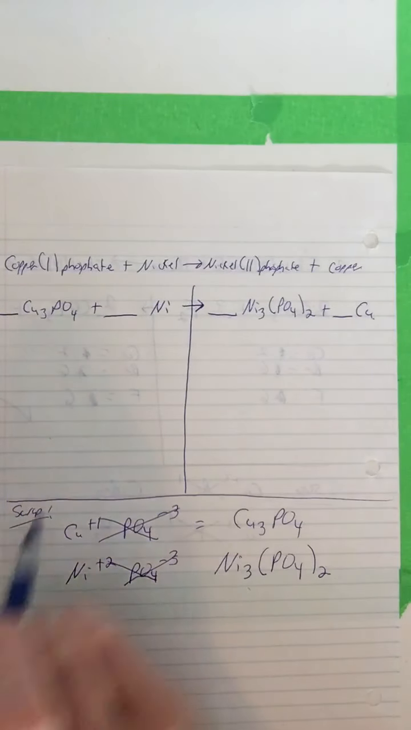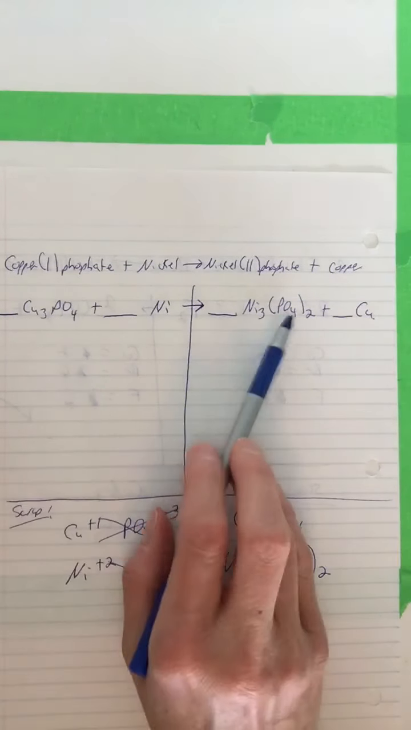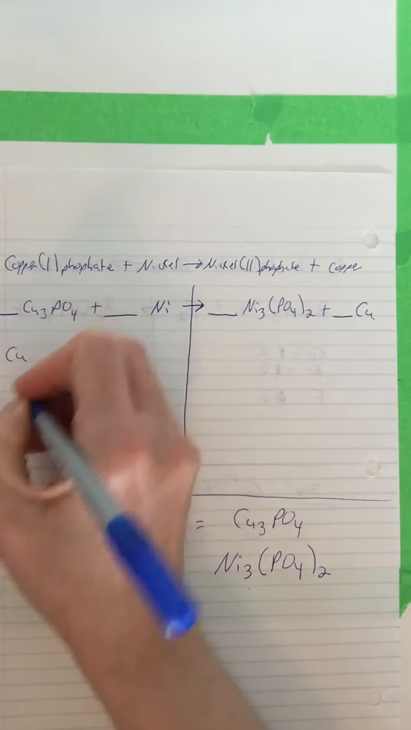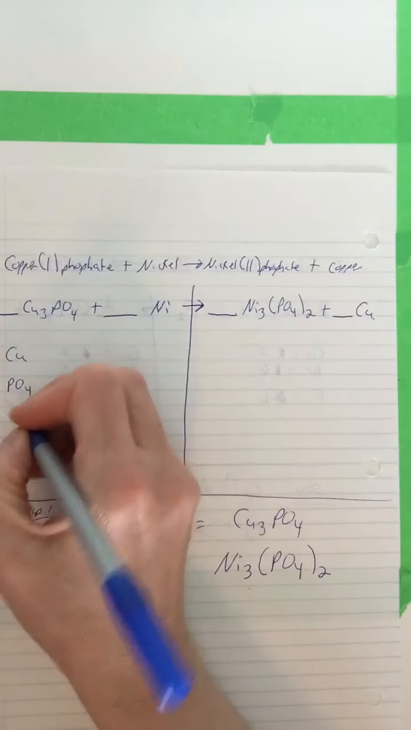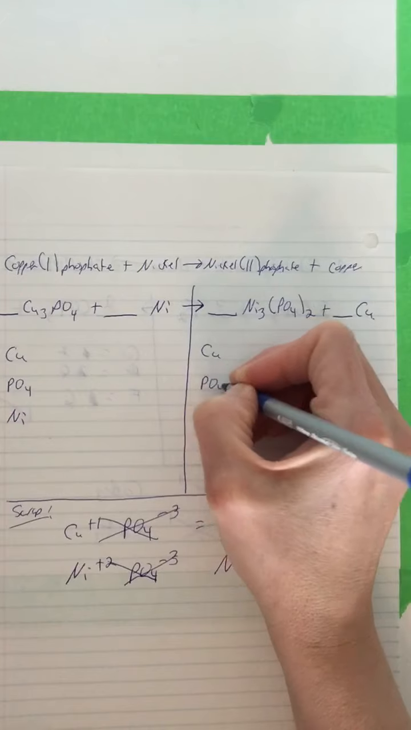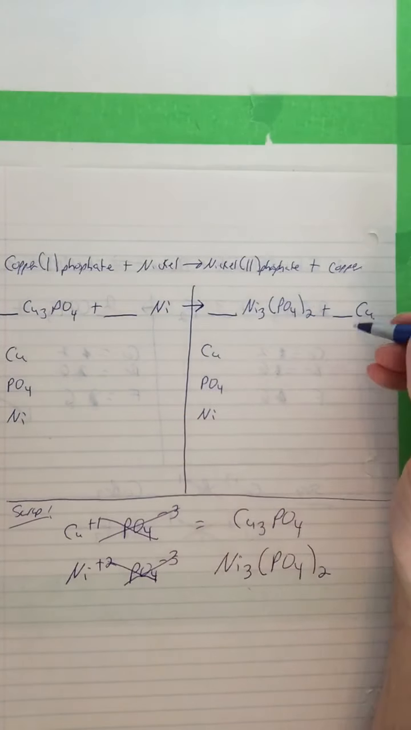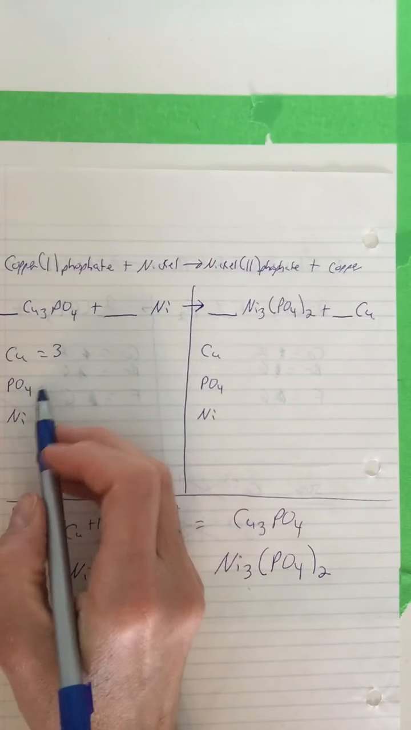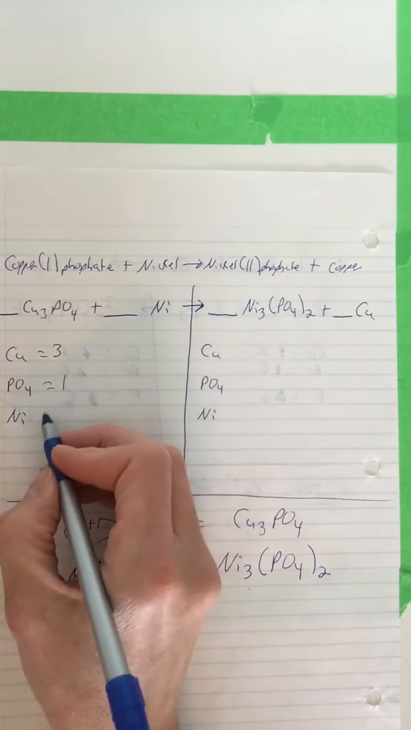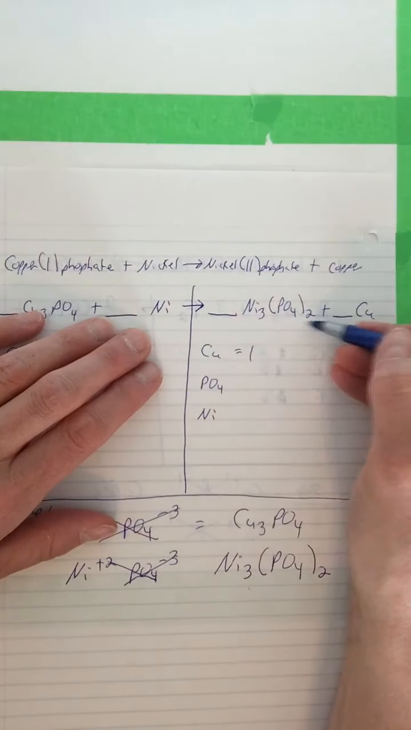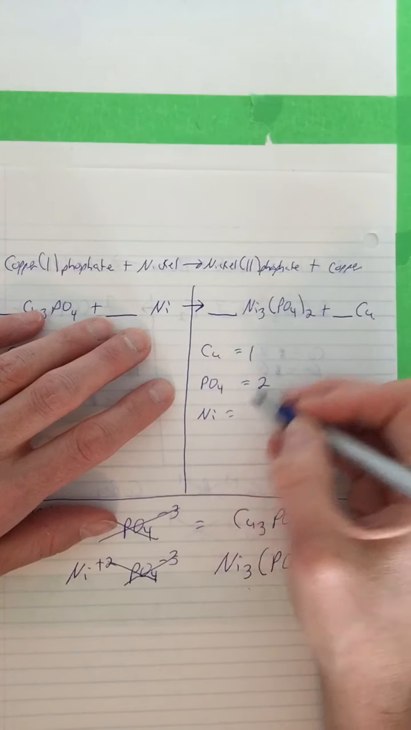Now we're going to split it, and we're going to balance it. So I can see here my polyatomic and the PO4 has stayed together. So let's leave that together. And let's do this up. I've got a Cu, I've got PO4, and I've got an Ni in it. How many Cus on this side? Well, this side is 3. How many PO4s? 1. How many nickels? 1. This side, how many Cus? 1. How many PO4s? 2. How many nickels? 3.